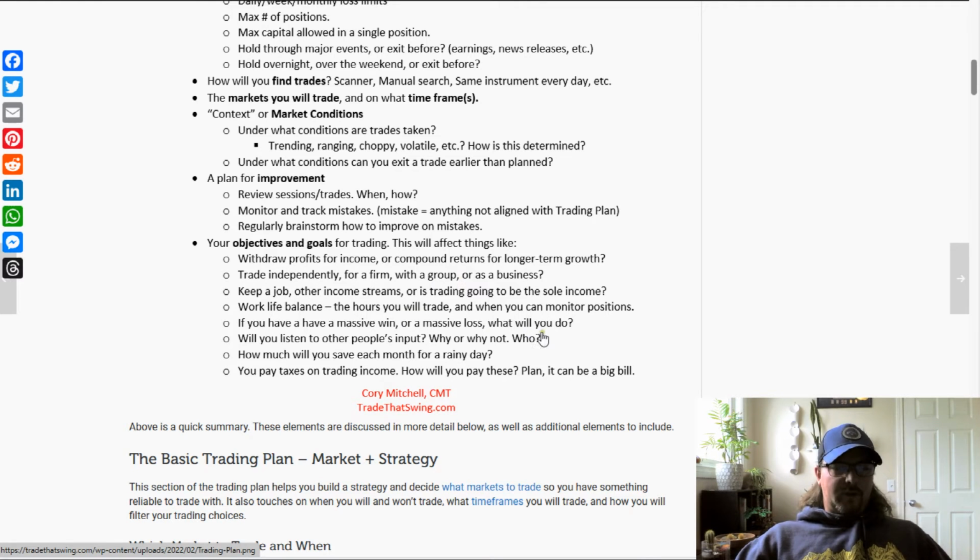If you have a massive win or loss, what will you do? You could theoretically have a life-changing day, either to the good or the bad as a trader. Whether you're day trading, swing trading, or investing, depending on what you're invested in, you could have a huge amount of profit come into your account, or you could get smacked. And what are you going to do? So if I have a massive win, I don't automatically increase my position size the next day to reflect this new big account.